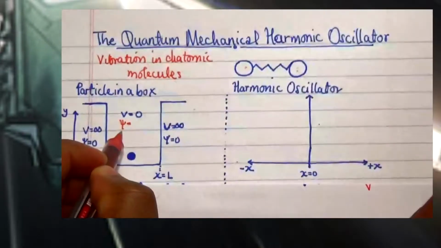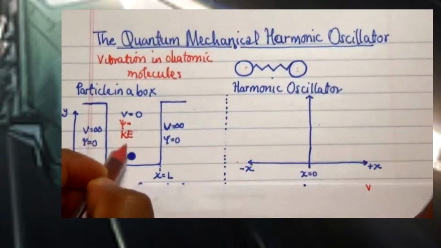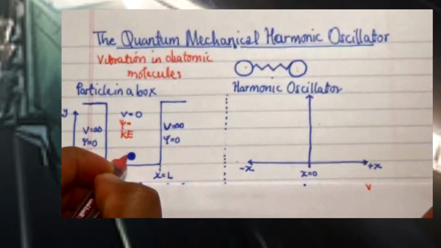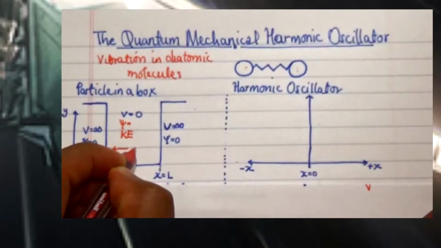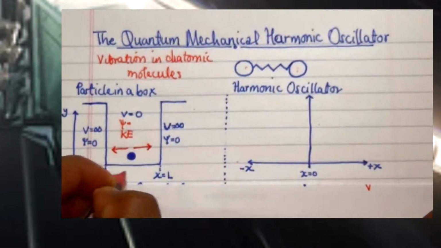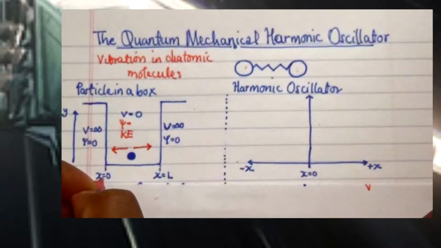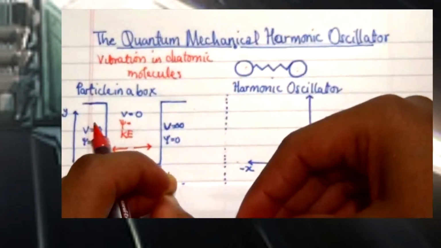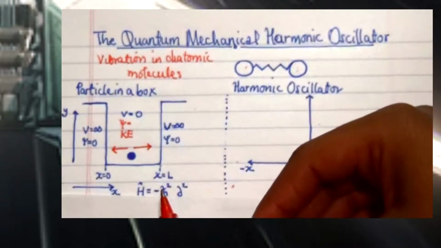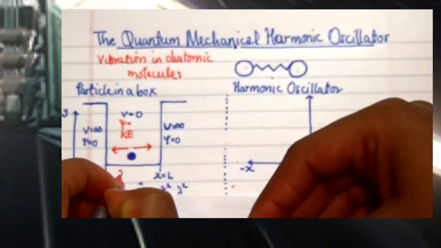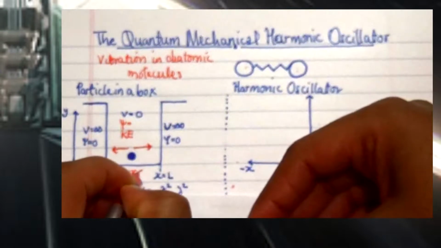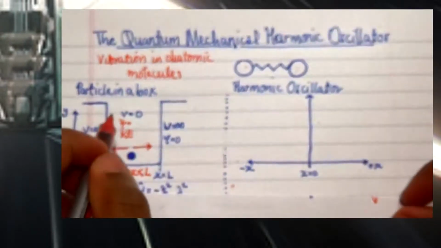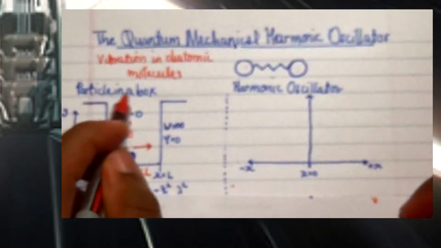In this particular case, we have a kinetic energy present here, where we take into consideration the movement of our particle either to the left or to the right between this particular boundary condition, where x is from 0 to L, or you can just say that 0 is less than x and x is less than L. Now this is representative of a particle in a box.